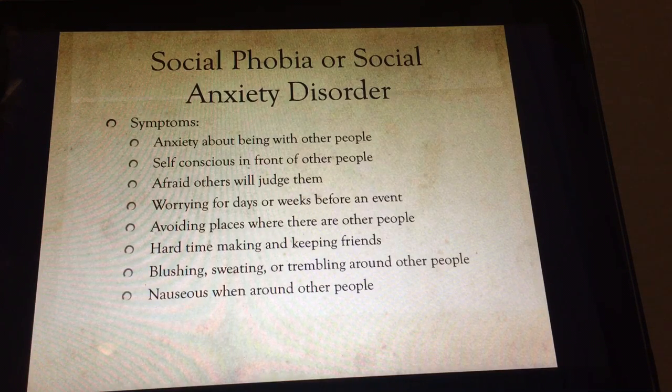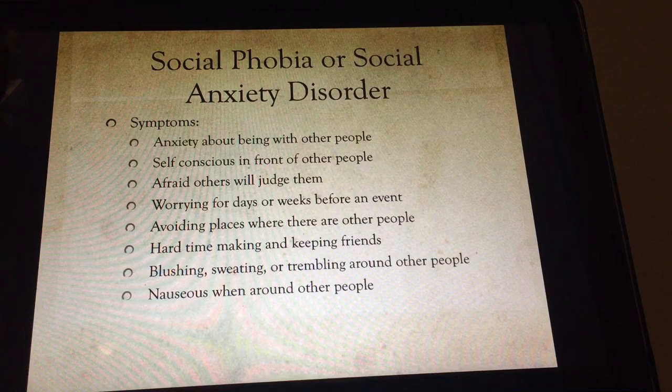Some symptoms of this disorder include anxiety about being with other people, self-consciousness in front of other people, being afraid others will judge them, worrying for days or weeks before an event, and avoiding places where there are other people. They have a hard time making and keeping friends, which makes sense because if they never go out into social situations, and most people do that in friend groups, they will have a hard time maintaining a friendship if they already had it, or making new friends.